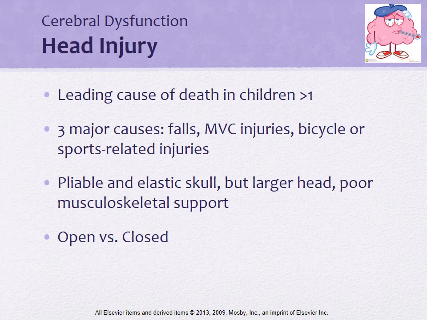Children do have a pliable and elastic skull, but they also have a larger head, so they have poor and immature musculoskeletal support. As you get older, you develop those muscles and ligaments more and you're able to support your head more. But the younger they are, the larger their head is, and until they reach a point where it's equal and they start to build those muscles, they're at risk for head injuries. The pliability and elasticity of the skull does help them absorb things a little better, but the size and the lack of musculoskeletal support puts them at risk.